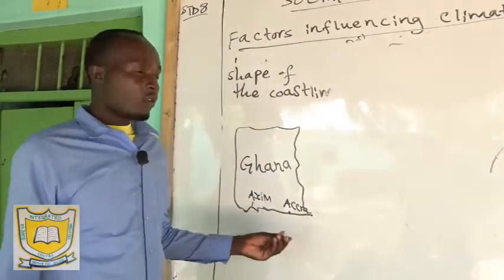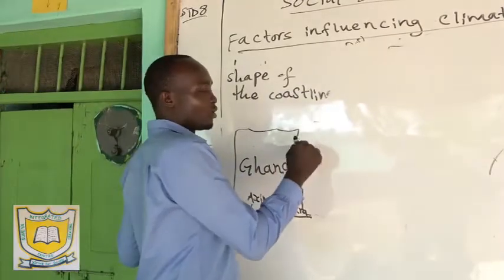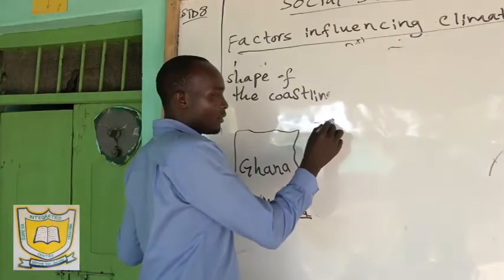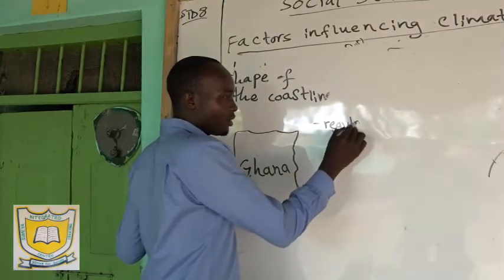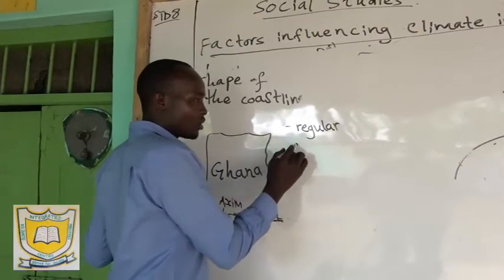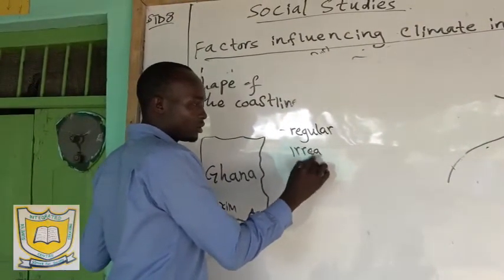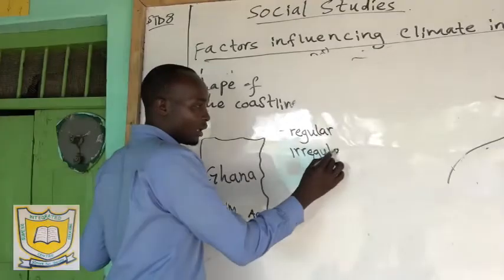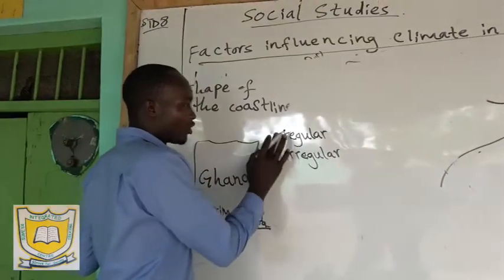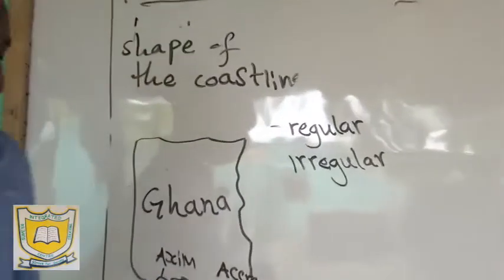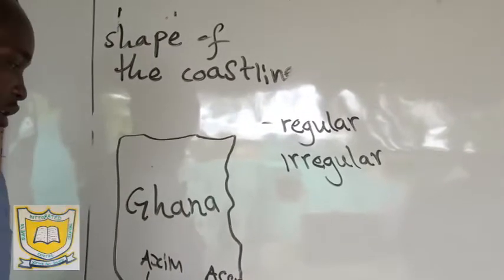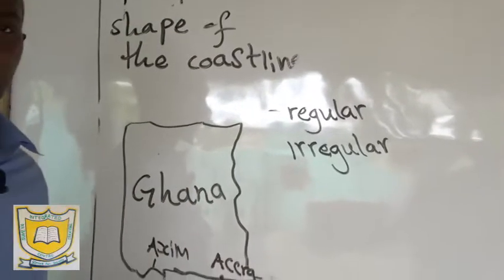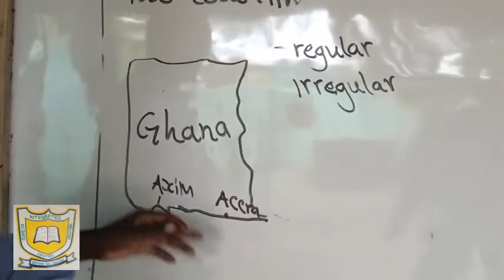So we have two types of shape of the coastline. We have what we call regular shape, and then we have what we call irregular. So we have irregular and regular. Irregular shape of the coastline and regular. Now, the regular shape of the coastline affects the climate of a place like this.